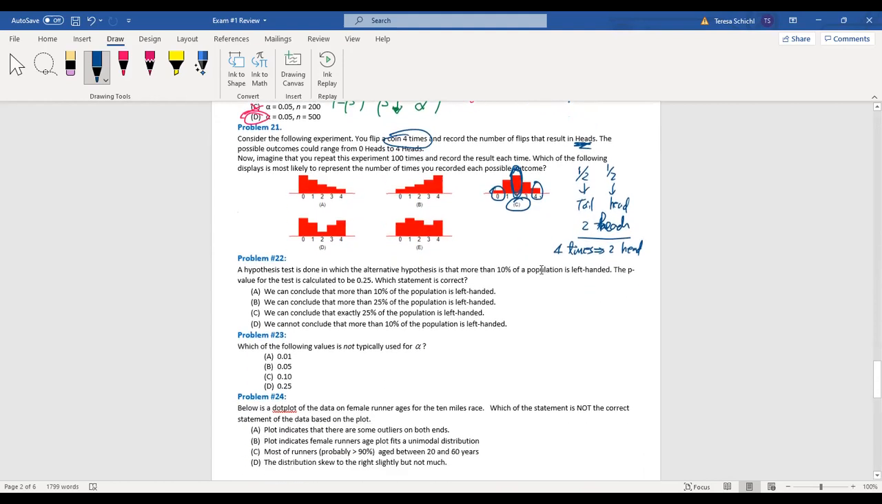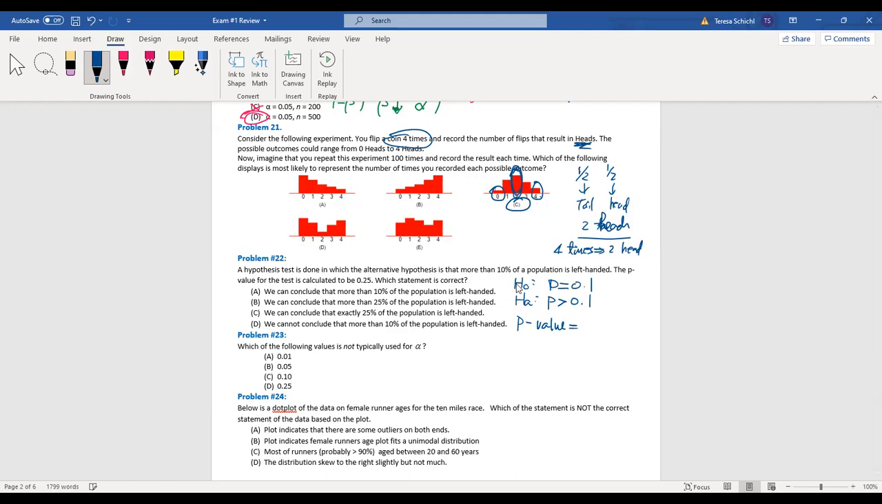Okay, now number 22 is here. It tells you a hypothesis test is done in which the alternative hypothesis is that more than 10% of the population is left-handed. The p-value of the test is 0.25. Which statement is true? Okay, so do the same way. Before you look at the answer, let's write it. What is the hypothesis here? The alternative hypothesis is more than 10%, so it's p greater than 0.1, and the null is p equal to 0.1. Then they tell you the p-value is 0.25.